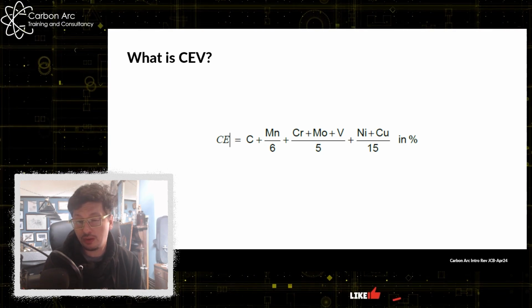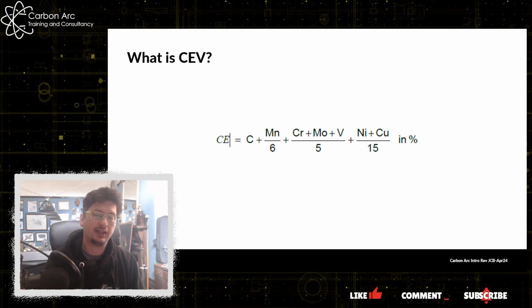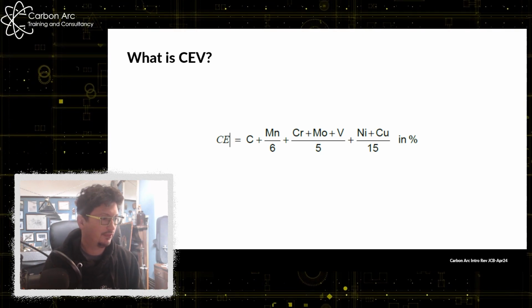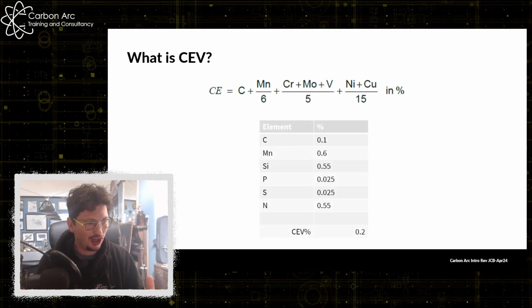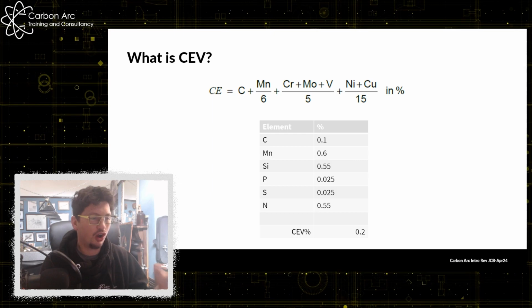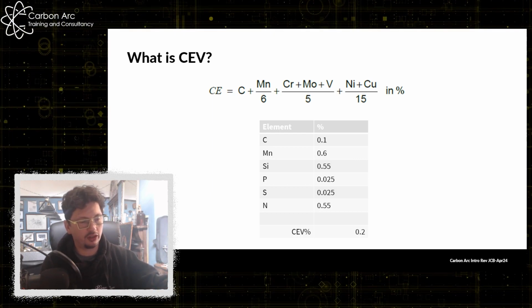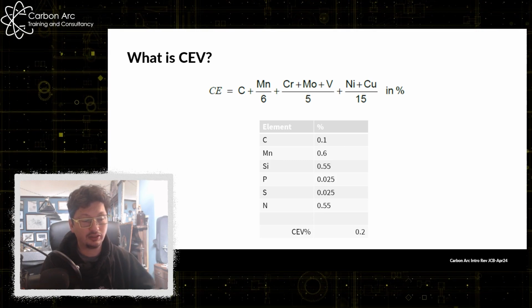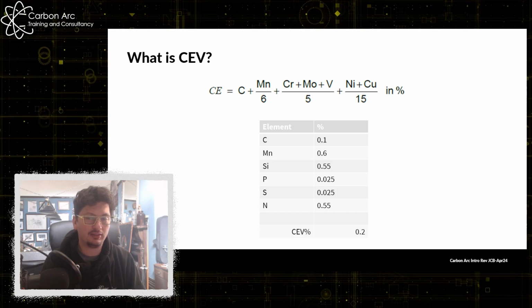There's a couple of different equations. This is the IIW, so the European version of it, and that will keep us running. Now, as an example, here is a grade of steel. So you've got your carbon and manganese, your silicon, phosphorus, sulfur and nitrogen. So this is a very standard carbon manganese steel.